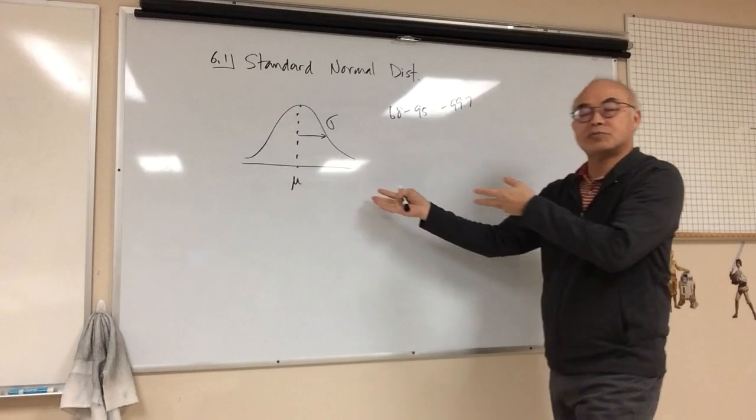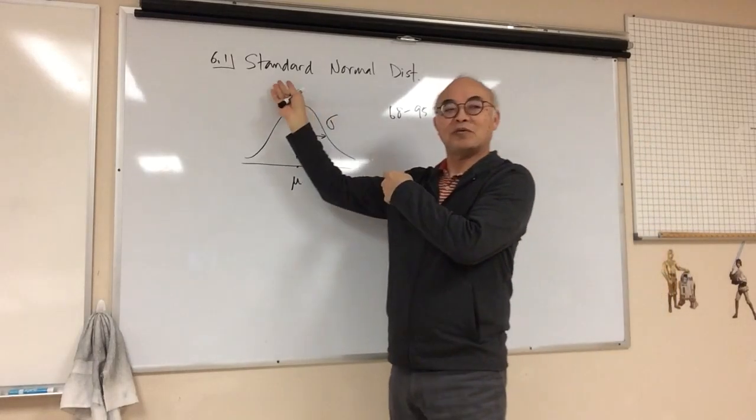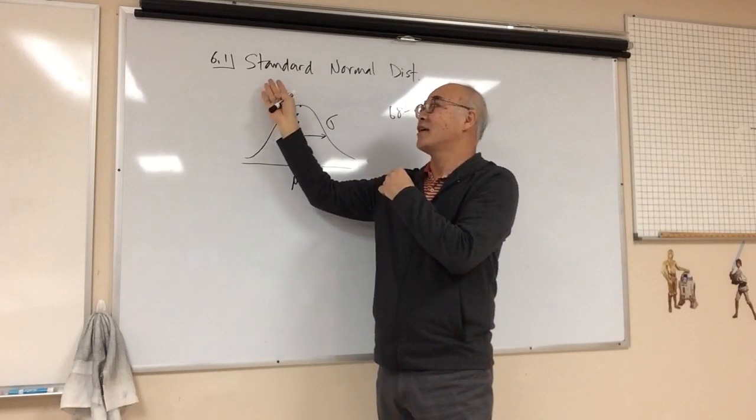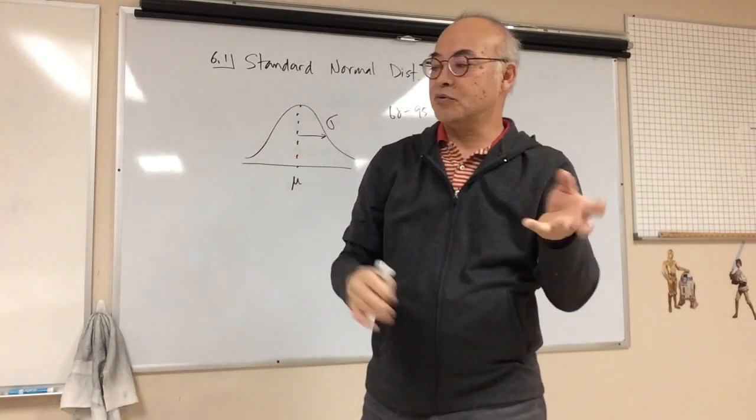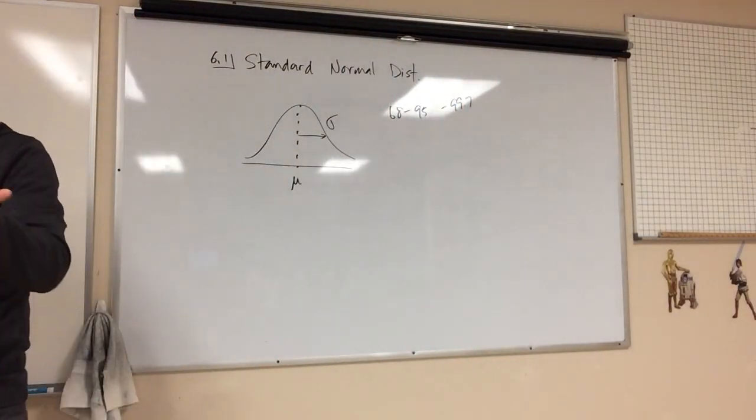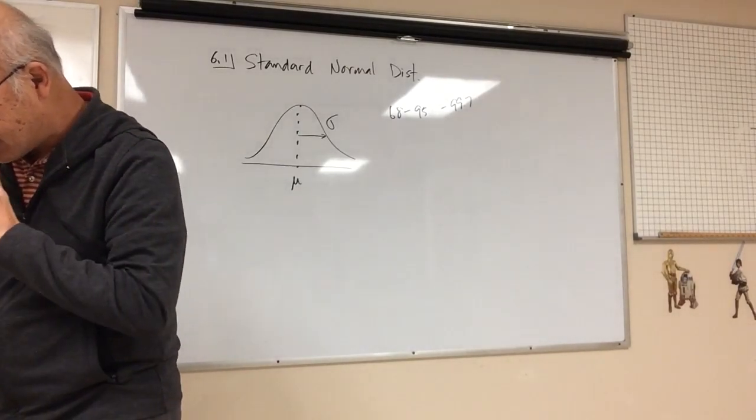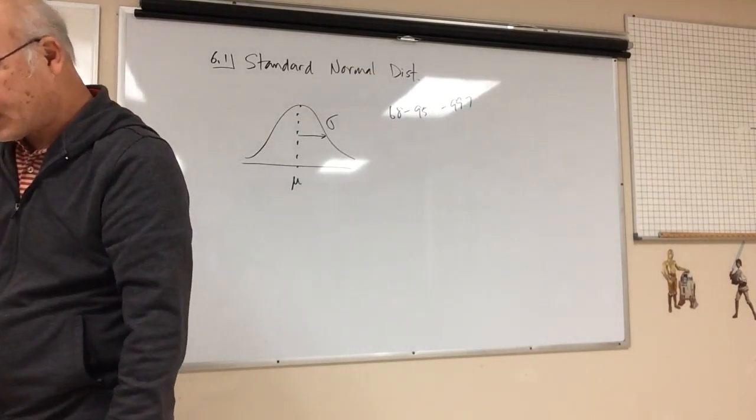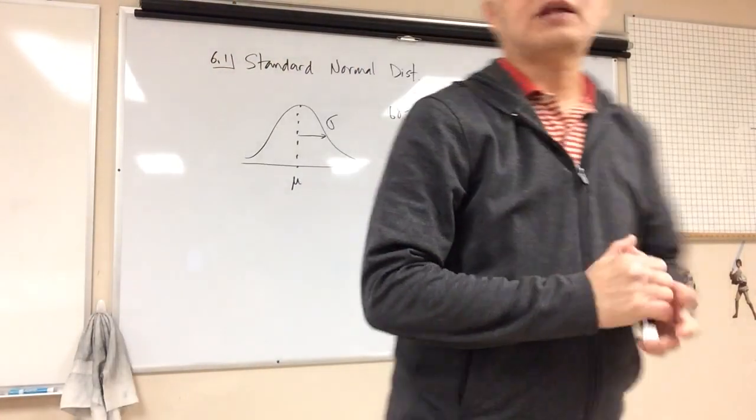Okay, so this is a normal distribution. Now look, we're supposed to be learning about a standard normal distribution, not a regular normal distribution. Before we get there, let's go back. We're on page 228. There is an orange definition there.